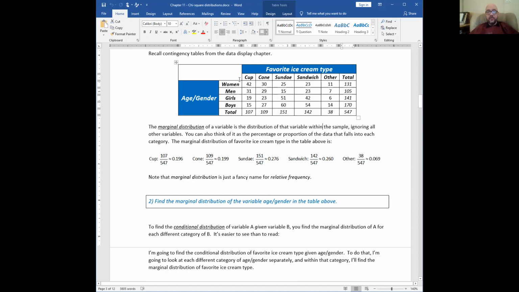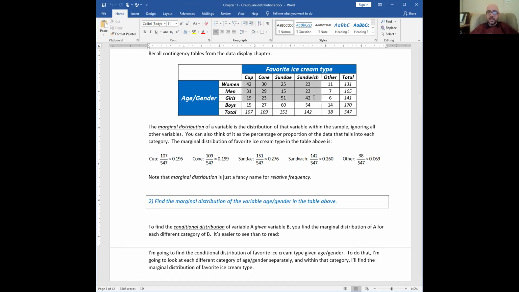So what that means is that we've got rows minus 1 times columns minus 1. So this is columns, right? I have 5 columns, so I'm going to use 4, because that's columns minus 1. I have 4 rows, so I'm going to use 3. That's rows minus 1. And so my number of degrees of freedom in this case is 12. We'll see that when we do the test in just a second.